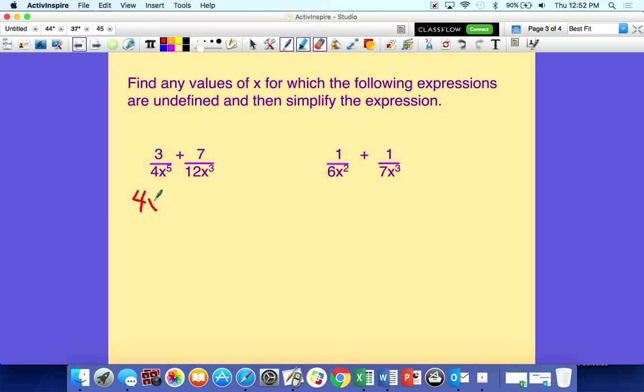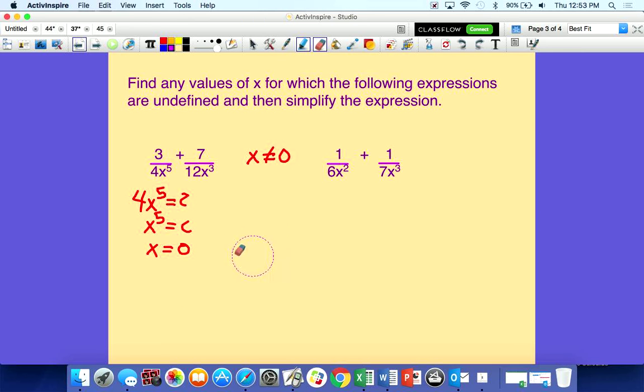So we've got 4x to the 5th equals 0. Divide by 4, take the 5th root of both sides, we end up with x equals 0. If we do the same thing for the other one, which we have to do, we divide by 12 and take the cube root, x equals 0. So for this, find any values of x for which the following expressions are undefined. x cannot equal 0 here.